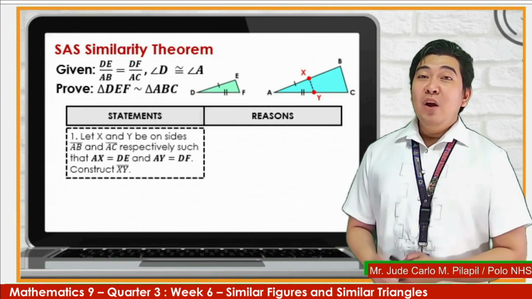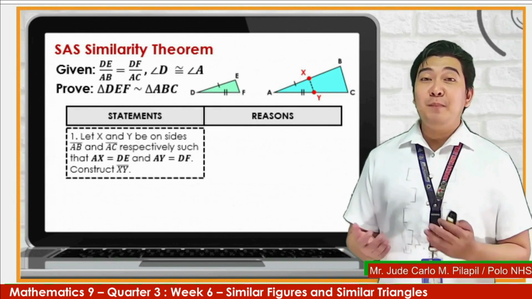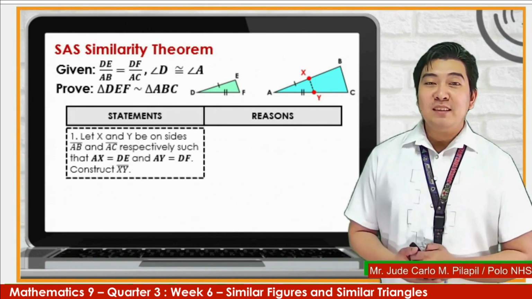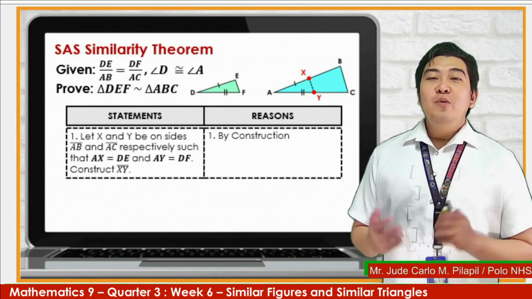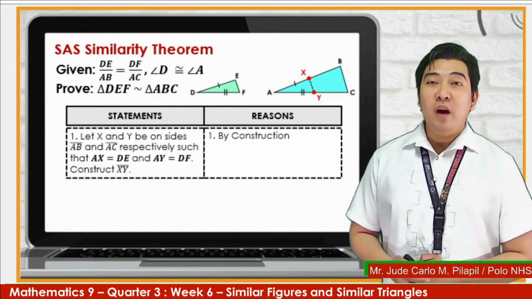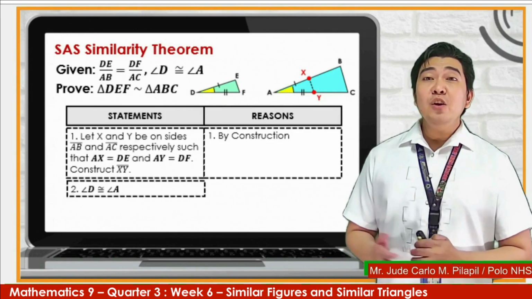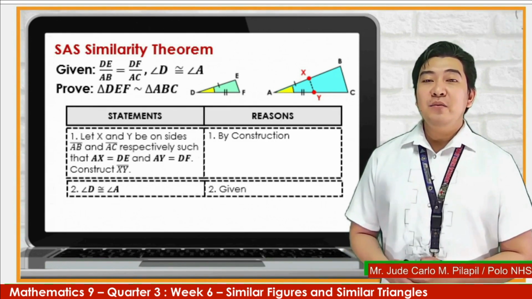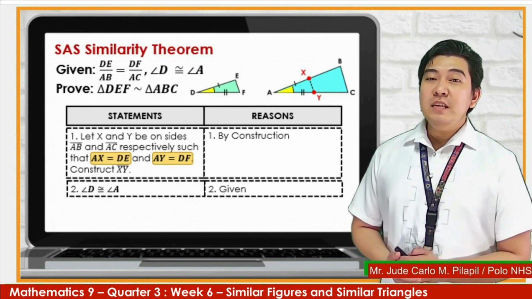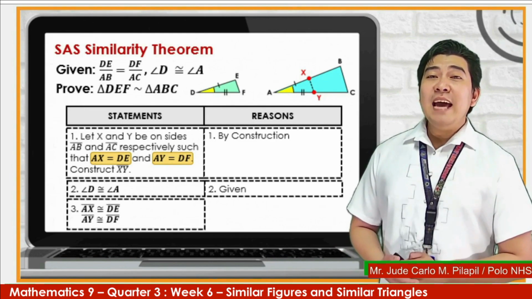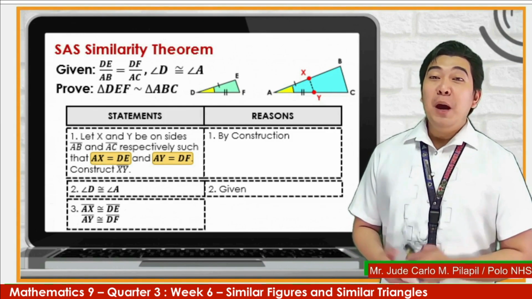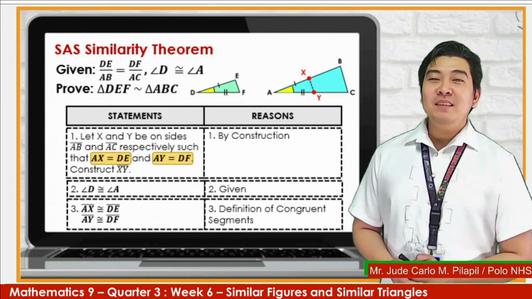We begin our statement with: we let X and Y be on sides AB and AC respectively, such that AX is equal to DE and AY is equal to DF, and we constructed segment XY. The reason is by construction. Remember that our first goal is to prove that triangle DEF is congruent to triangle AXY. Next, let us continue. Angle D is congruent to angle A, as stated in the given. From statement number 1, we said that AX is equal to DE and AY is equal to DF. Since their measures are equal, we can say that segment AX is congruent to segment DE and segment AY is congruent to segment DF because of the definition of congruent segments.